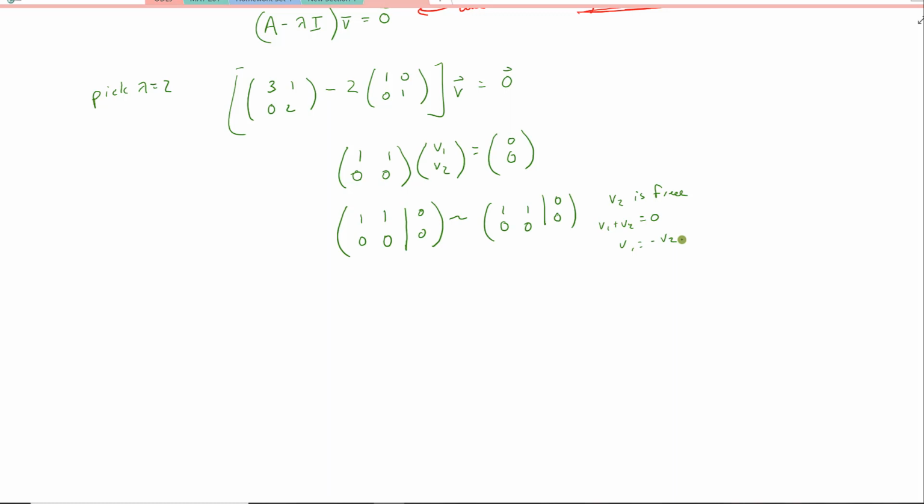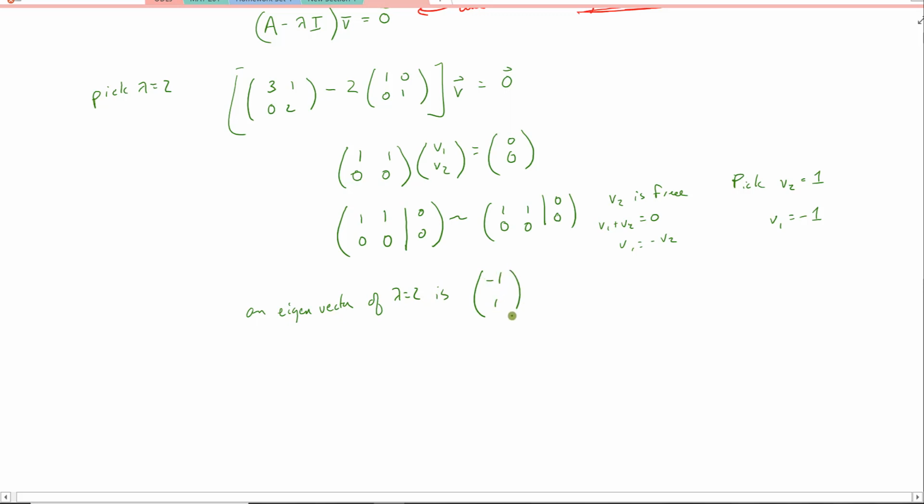In fact, it's somewhat to be expected. So because V2 is free, let's pick a value. We're just looking for an eigenvector here. We don't have to find all eigenvectors. We'll do that when we give the eigenspace. So let's just pick V2 equal to 1. As a consequence, because V1 is equal to negative V2, V1 is equal to negative 1. So an eigenvector of lambda equals 2 is the vector negative 1, 1.